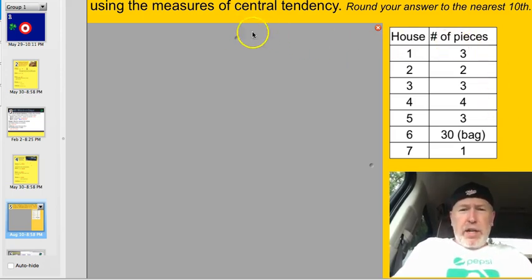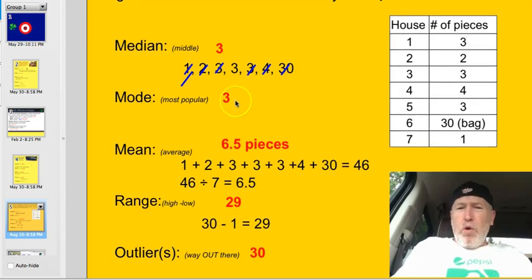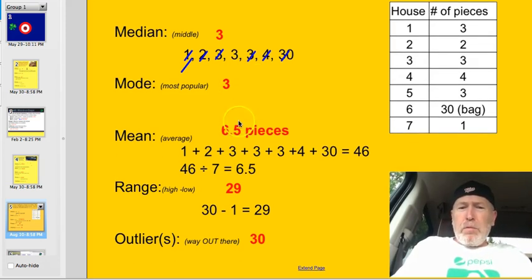All right, let's see how you did here. I'm just going to close this down. So the median, I got 3. There were 7 values there, and the middle one was 3. The most popular number, or the mode, was also 3. Remember that mode is popular. The mean, 6.5 pieces. When you add all of these up, I had 46. 46 divided by the 7 scores was 6.5. The range was 29. That's because she got a bag of candy from her favorite neighbor there.